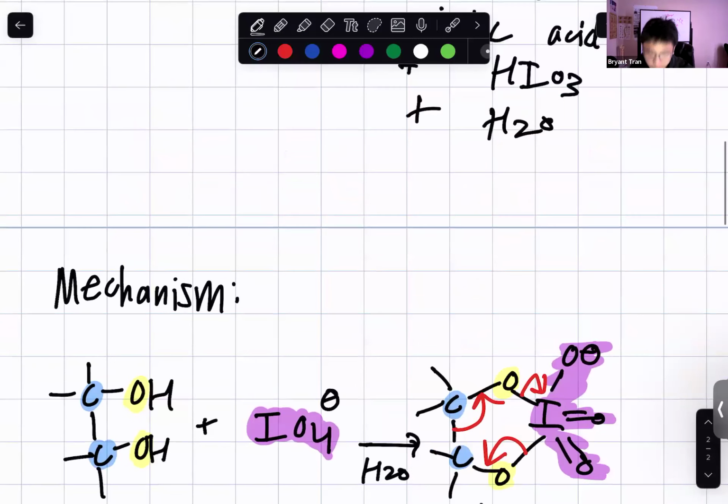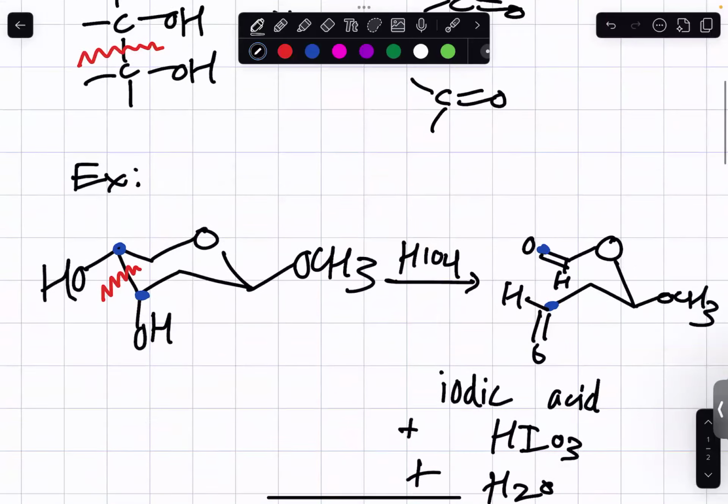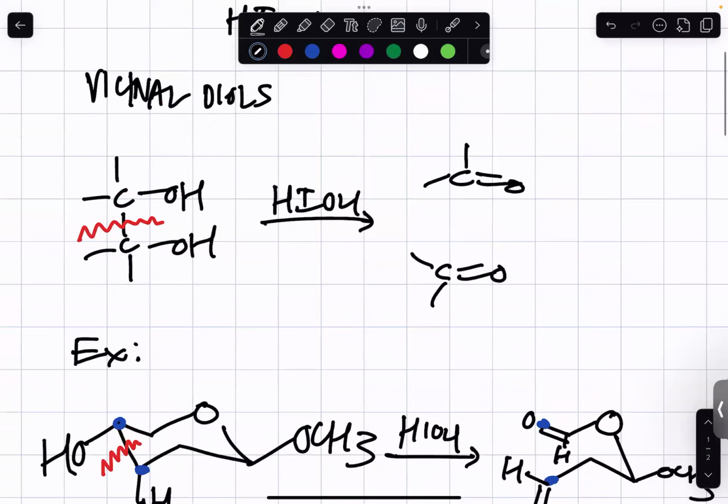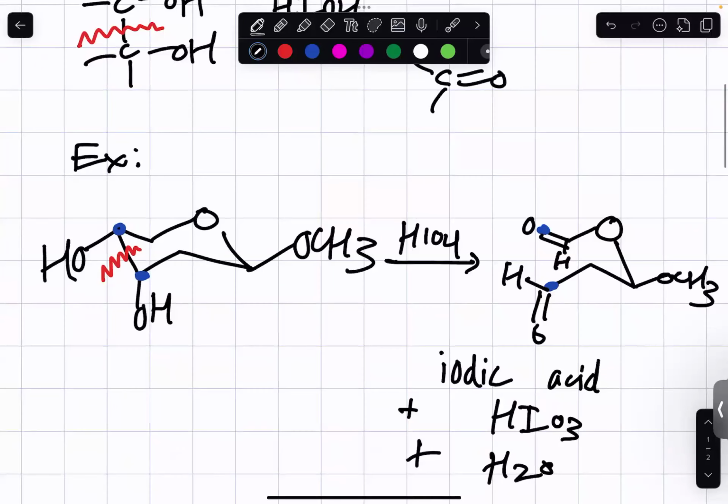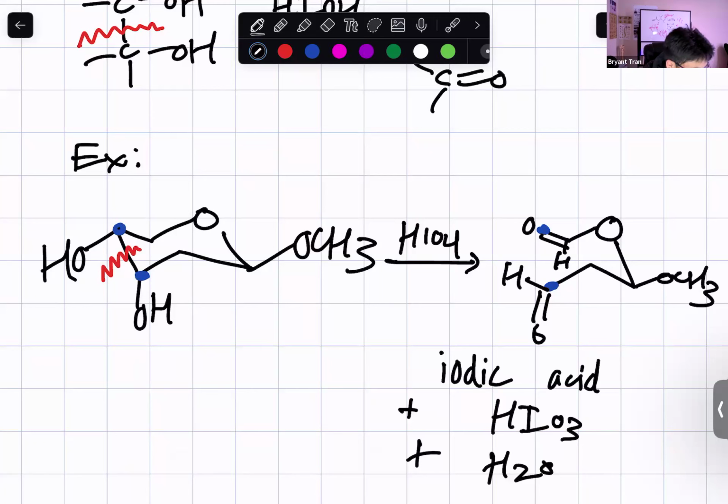Any questions on this reaction or mechanism? Not really. No. Okay. Wait, is there a reason why it stops at the aldehyde for the example? Oh, like why it stops at the aldehyde right here? Yeah. Why doesn't it become like a carboxylic acid or something?